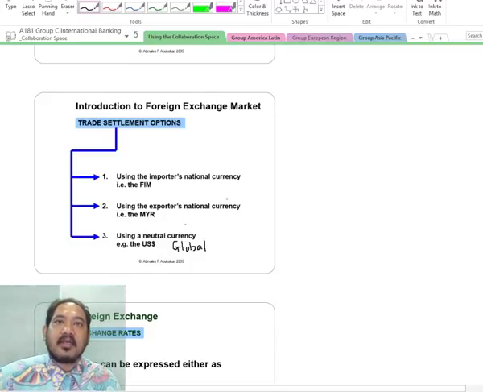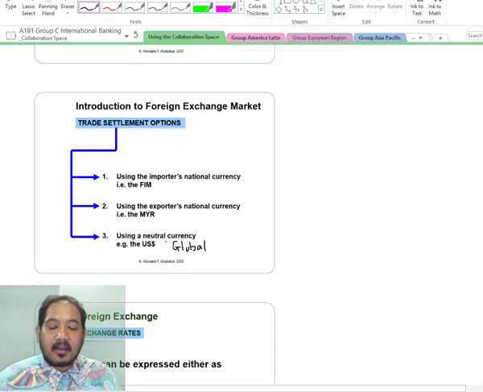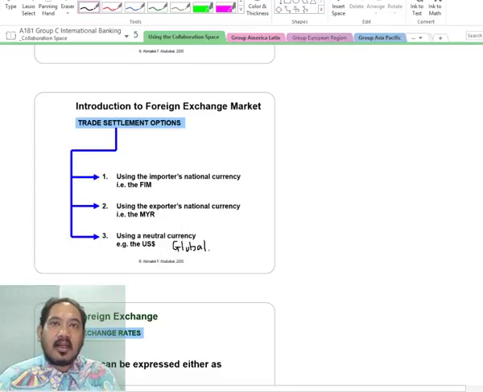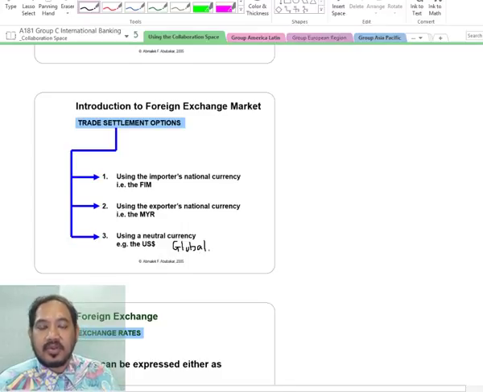So this is the option. Usually when the importer and exporter decide to use the global currency, it means there will be a need for the participant to use the foreign currency market to exchange the US dollar amount into the currency that they want to use.